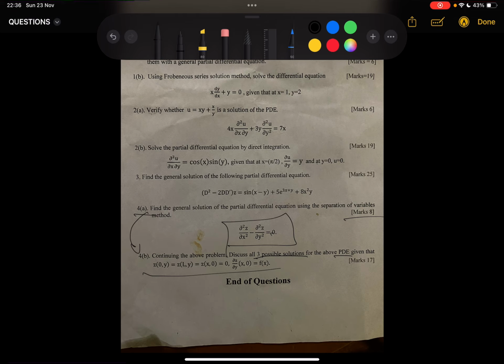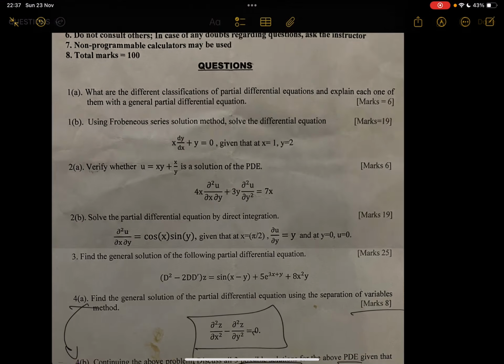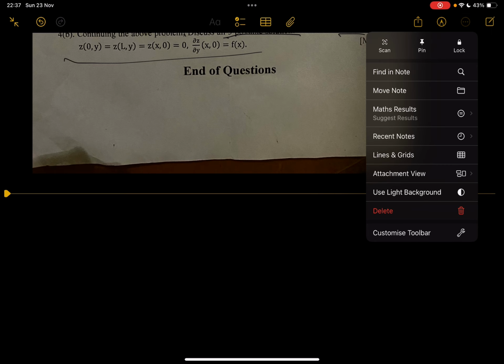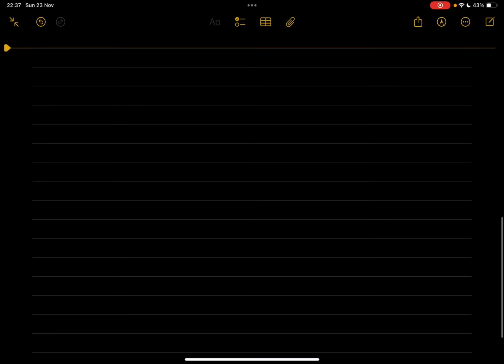So how do you go about this one? It's the same approach that I did with the wave equation video. You just go and look at the wave equation video. It's the same thing, just that this time around it's with respect to Z. If you look at that video, you'll basically know what we're about to do right now. So let's solve this one. We are doing 4A.